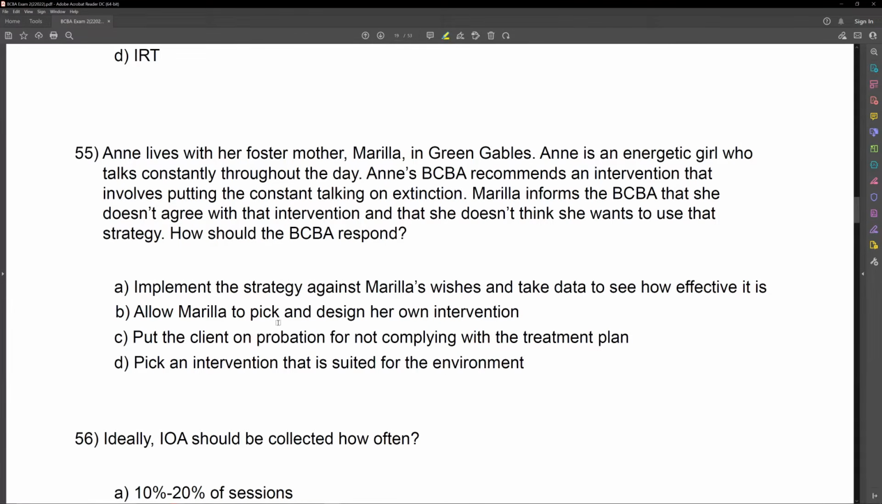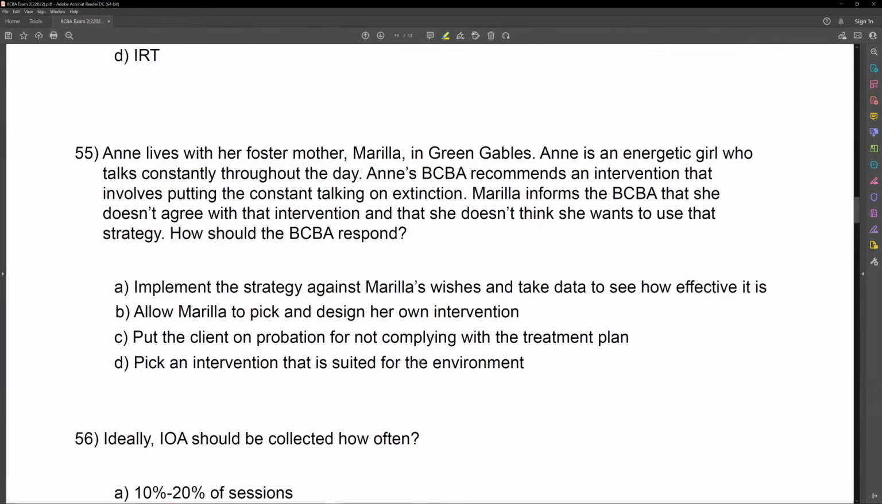B, allow Marilla to pick and design her own intervention. Now, are you going to let someone untrained just design her own intervention? No, if she could do that, why would she need you? Okay. So A is too far on one side of the spectrum. B is too far the other way. Let's find something more in the middle. C, put the client on probation for not complying with the treatment plan. Again, absolutely not, right? It's Marilla's right to not agree with the treatment.